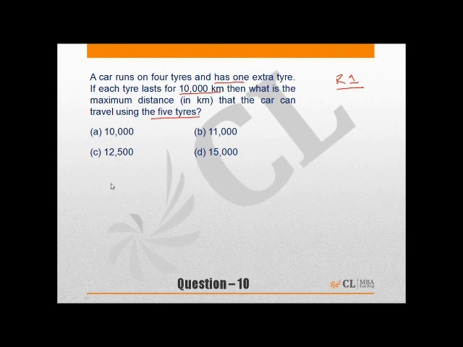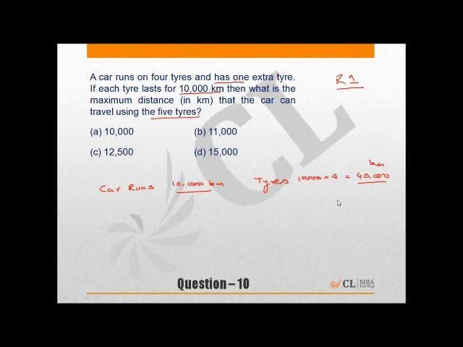Now please understand, when each tire lasts for 10,000 kilometers and the car runs 10,000 kilometers, that means that each tire has done 10,000 kilometers, and that means 4 tires have cumulatively done 40,000 kilometers. Okay. So when the car runs 10,000 kilometers, the 4 tires cumulatively have done 40,000 kilometers.